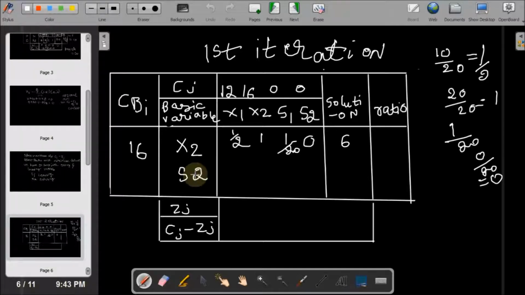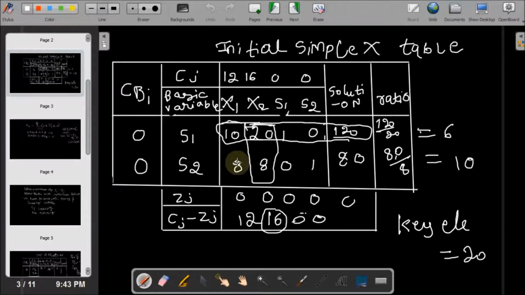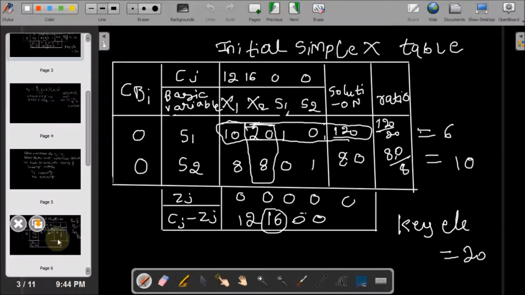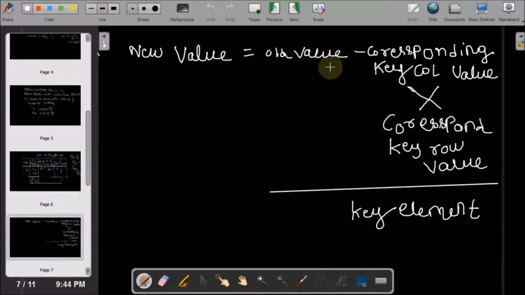But for s2, you can't directly divide the elements with the key element. No, you can't do that. For s2, the new values of s2 can be found out by using a formula. There is a formula here. The new value of s2 can be found out by old value minus corresponding key column value into corresponding key row value divided by key element. Don't worry, I will solve that. Alright. To find out the new value of s2, I have to use this formula.